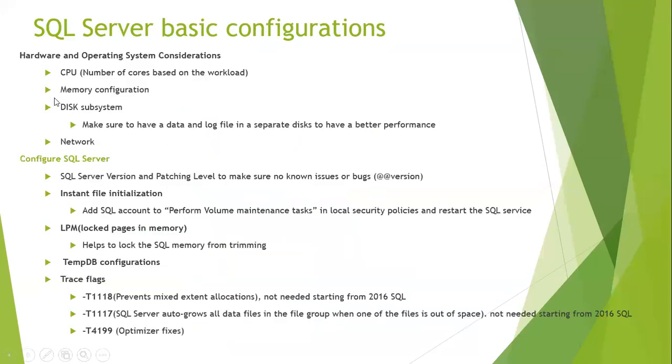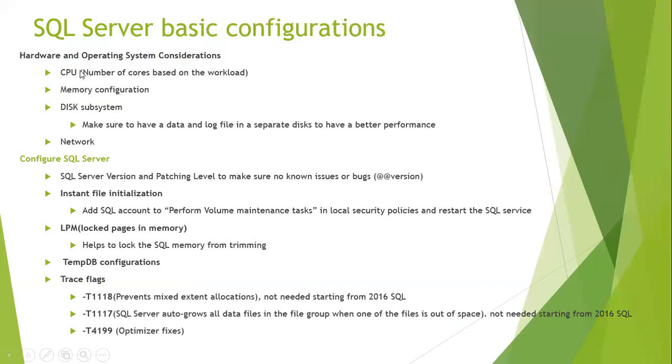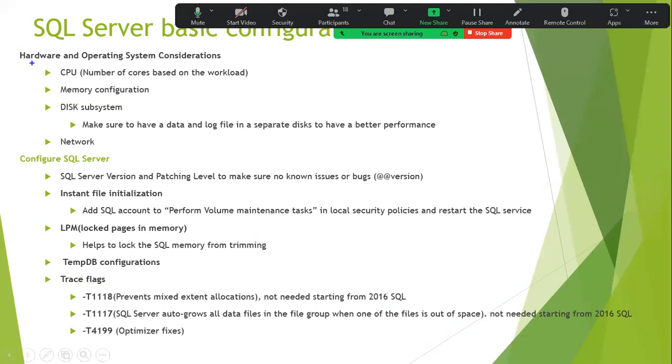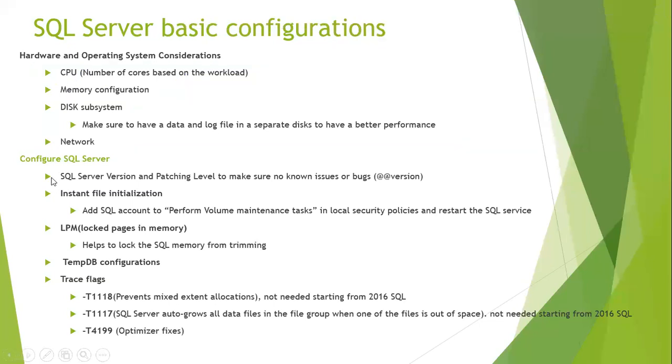The hardware and operating system considerations: we should have proper CPUs, memory configuration, disk, and network. These are the main things that impact the performance of your query. It can be either a CPU load, the number of cores based on the workload, or a memory issue, or a disk subsystem, or a network. This is not specific to anything, just a high level consideration that we have.